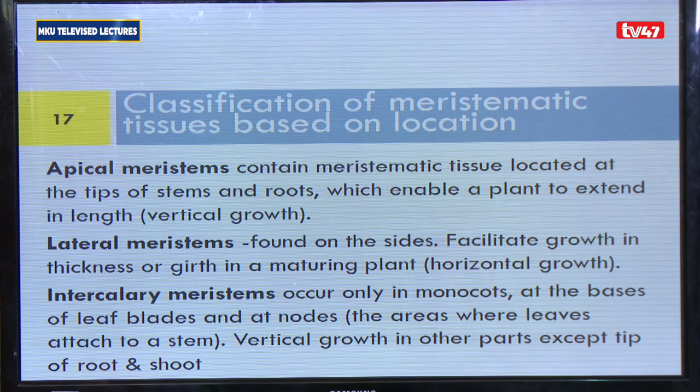So generally, they are responsible for increase in length in other parts of the plant except the shoot and the root. Because remember I said in the shoot and the root, we find the apical meristems. So any other increase in length in any other part of the plant other than at the shoot and at the root is caused by intercalary meristems. So because they also cause an increase in length, they are therefore responsible for vertical growth in any other parts of the plant other than the tip of the root and the tip of the shoot.